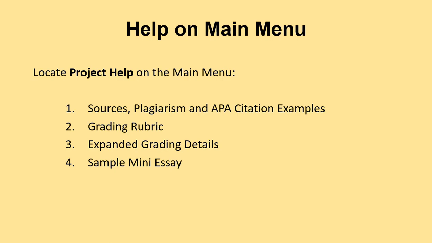Under Project Help, you'll also locate a copy of the grading rubric. Project Help also has an article I wrote called Expanded Grading Details. So you may not still be sure about what I mean by formal tone or what's the difference between a grammatical or a typographical error. So in that document, I went through each item in the grading rubric and just wrote a bit more about what each one means.